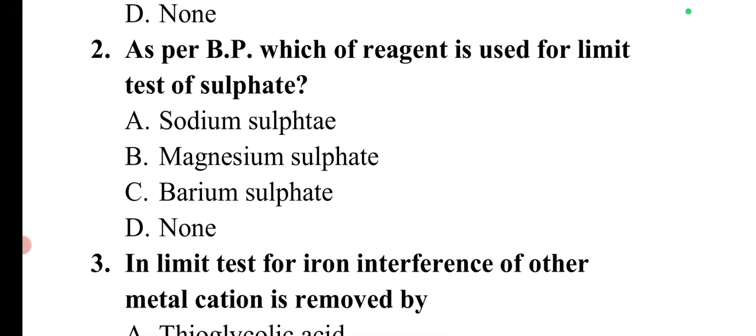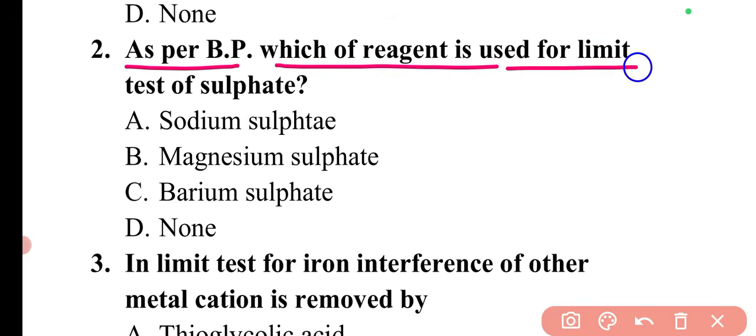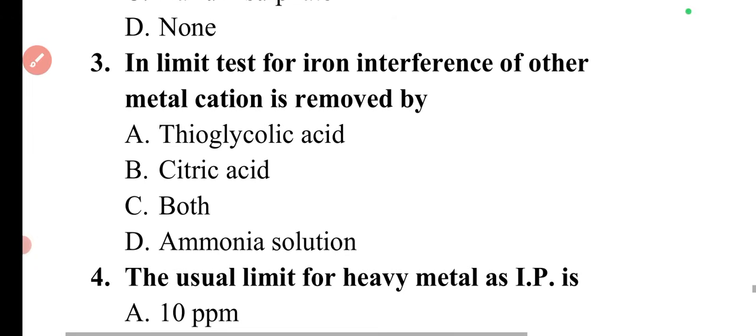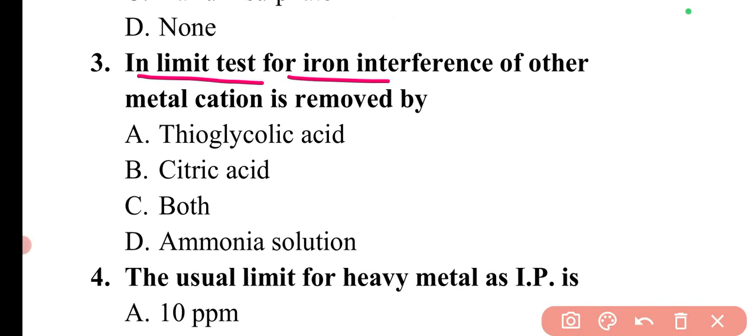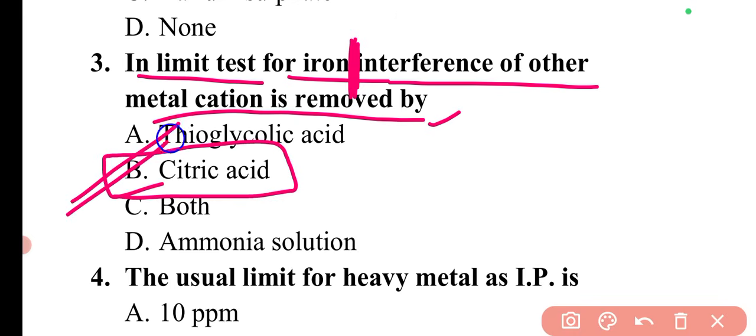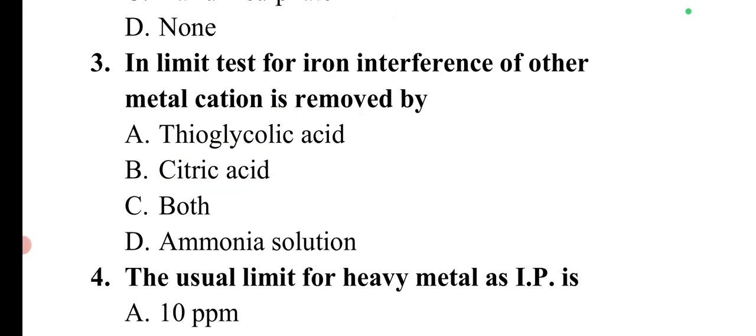Next question is, as per British Pharmacopoeia, which reagent is used for the limit test of sulfate? As per the British Pharmacopoeia, the reagent used is barium sulfate. So here option C is correct. Next question is, in the limit test for iron, interference of other metal cations is removed by? The interference of other metal cations can be removed by citric acid. So here option B will be the correct answer.